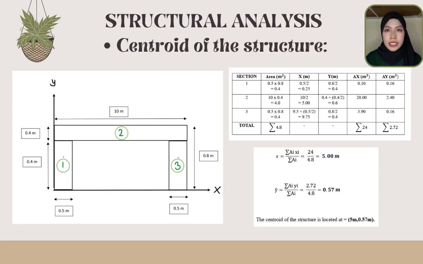This slide presents the structure analysis of the bridge. Focusing on the centroid of the structure, the diagram shows the bridge dimension and section. We calculate areas and centroid coordinates. The centroid, the point where the structure mass is balanced, is located at 5 m, 0.57 m. This calculation ensures that the bridge is designed for optimal stability and load distribution.